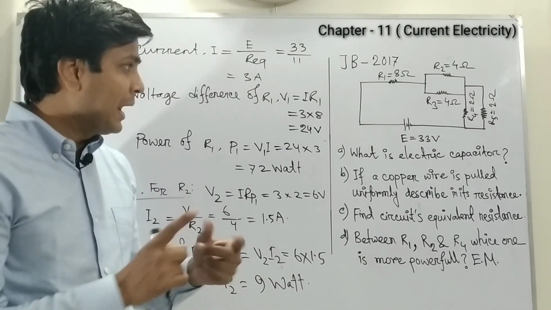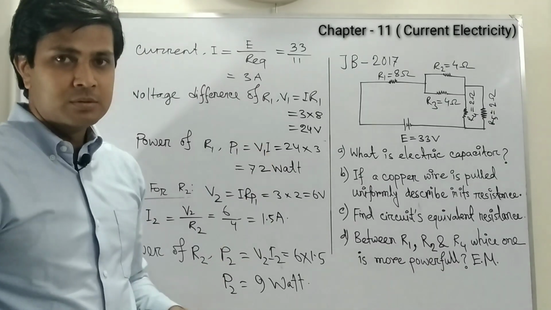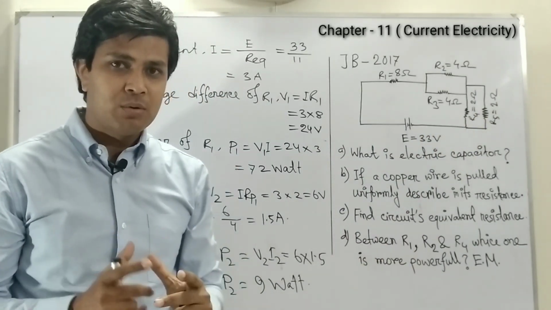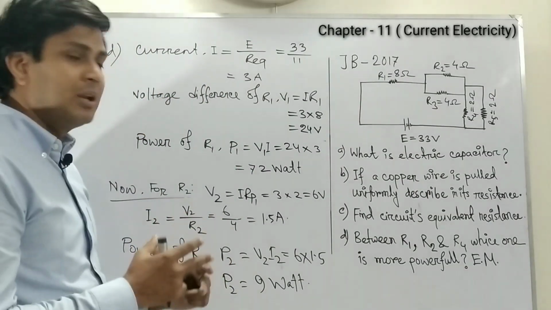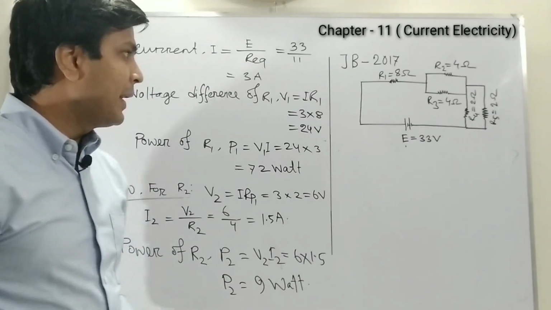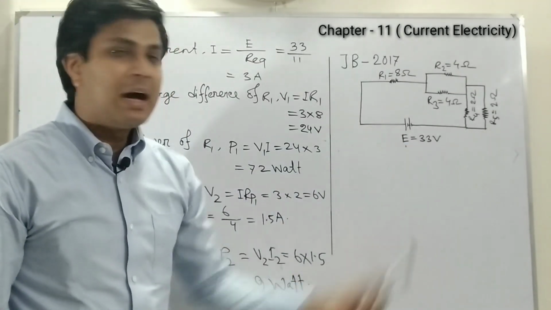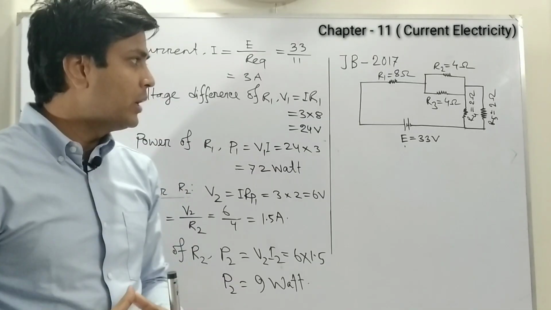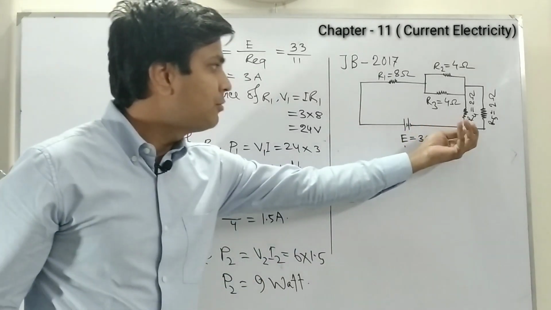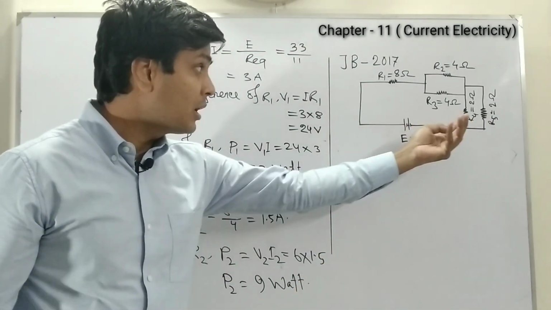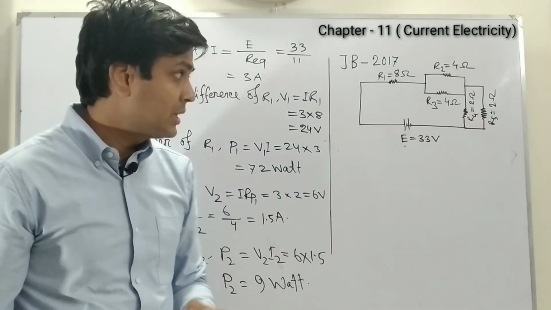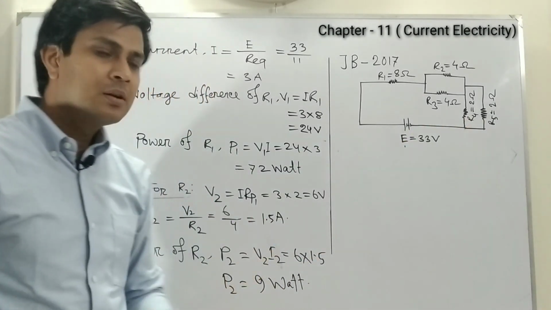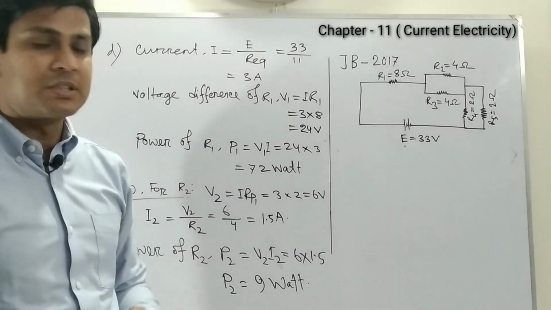And we have another one remaining, R4. You can see R4 is in parallel with R5. So we have to calculate the potential and similarly the power also. We have to calculate the voltage across R4 and R5 first, because R4 and R5 are in a parallel circuit, and then the current passing through R4. Then we can calculate the power of the R4 resistance.